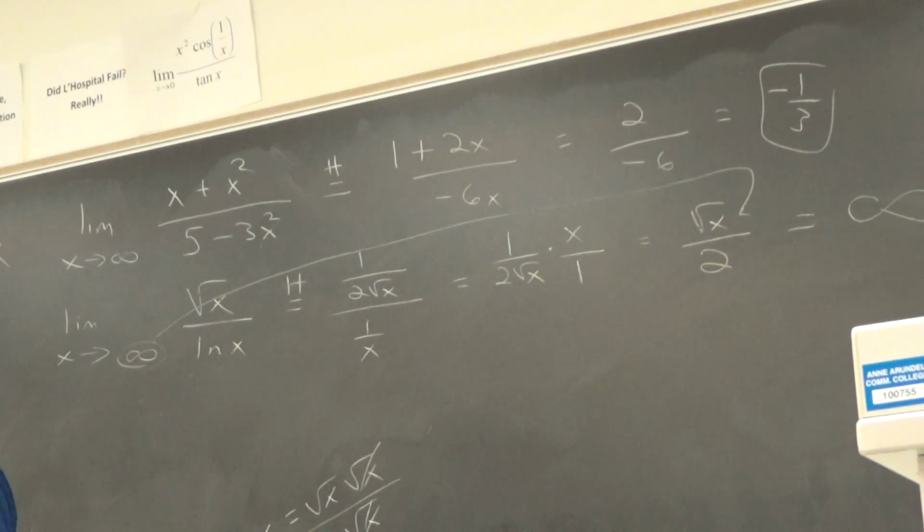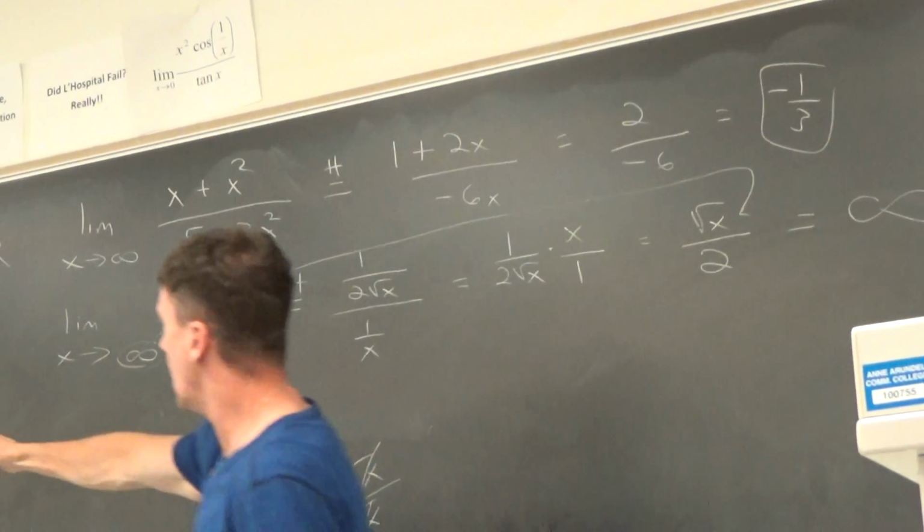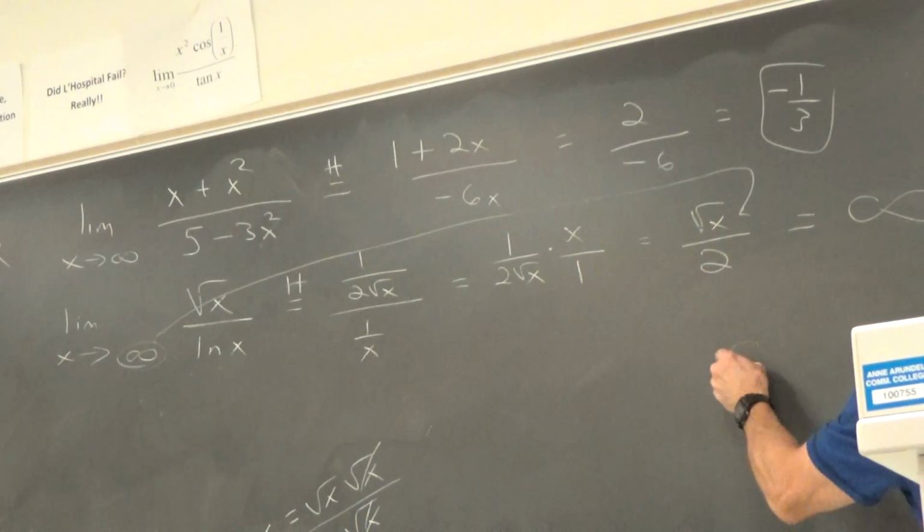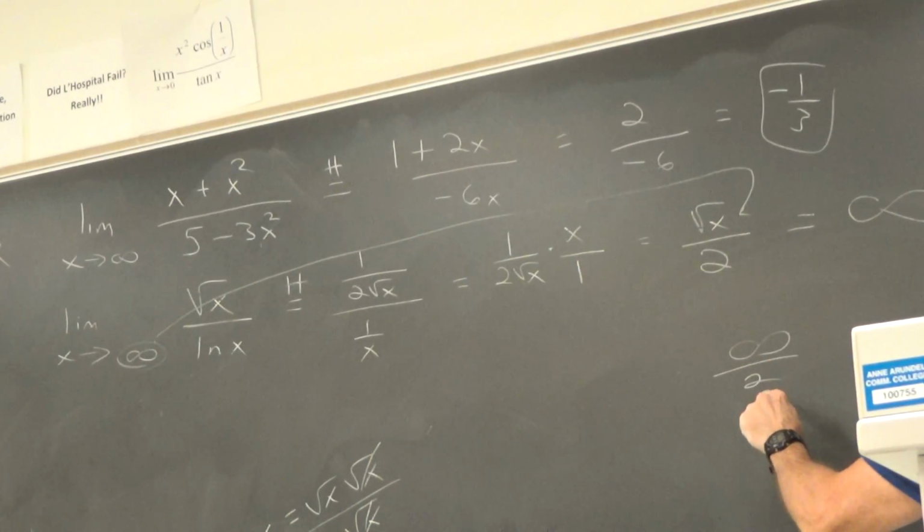I don't get why you don't have to do it again, because if you plug infinity in, it's still infinity large. I love it. Why don't we get this? It may look like it, but look what you get. You get infinity over 2. So it's just infinity. There you go.